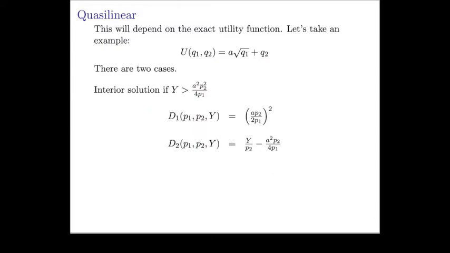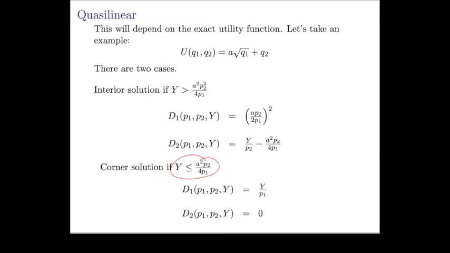So we have an interior solution when the income is high enough, so when the income is at least A squared P2 squared divided by 4P1, in which case the consumer consumes these bundles. And we have a corner solution if the income is relatively low. Notice that when y is exactly equal to this, then the interior solution and the corner solution are equal, because this thing is going to be equal to 0. Again, if we wanted a demand curve for good 1, we could just plug in P2 and y, and that would tell us what the demand function for good 1 would be. Similarly for the demand function for good 2.